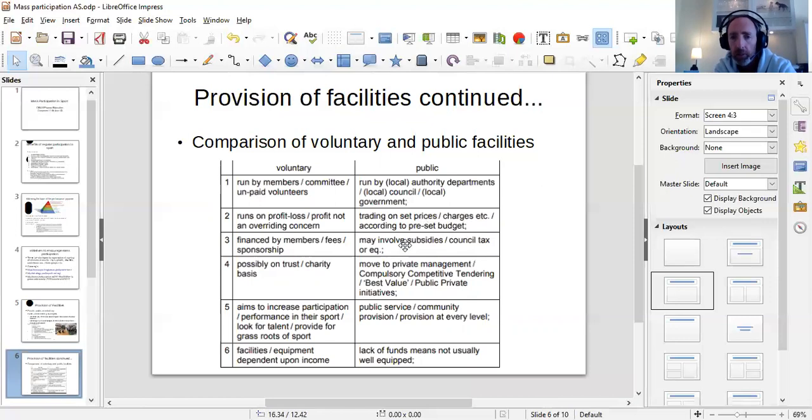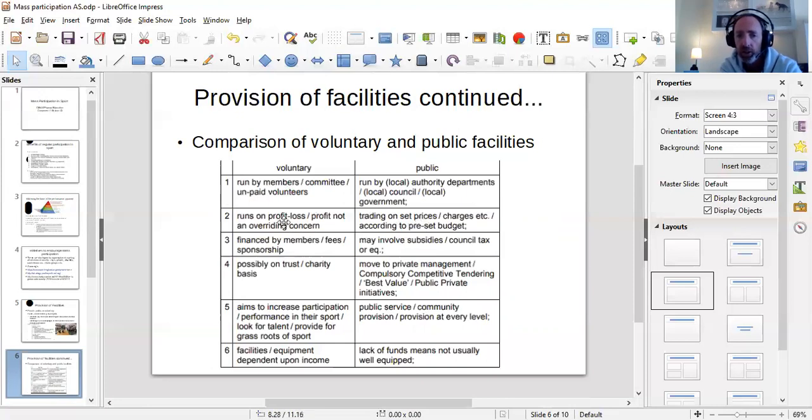The public facilities may involve subsidies which come from the government. We should be comparing directly to the voluntary here. So the public run by the local government council compared to voluntary, which is run by members or a committee, unpaid volunteers. This would be a local cricket club, for example, a local football club, rugby club, that's set up and run by the members of the committee, unpaid volunteers normally. Whereas the public facilities have a preset budget, set prices.